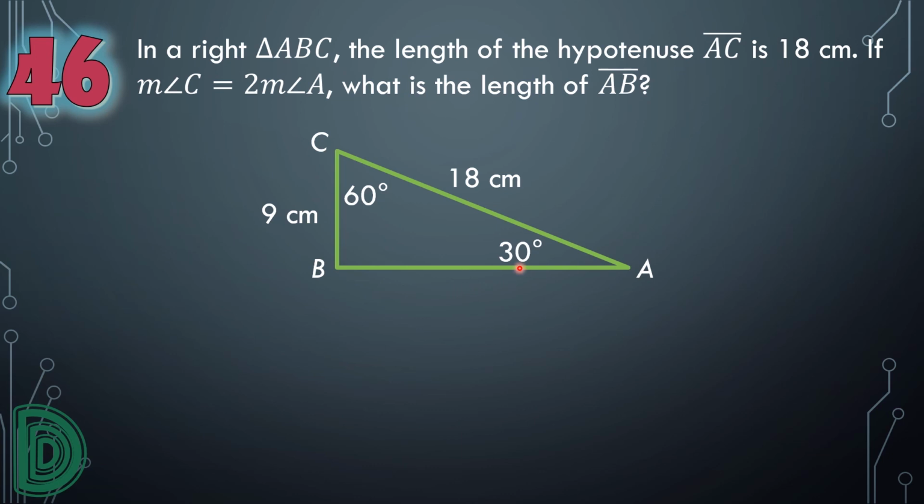And the side adjacent to 30 degrees is square root of 3 times the side opposite 30 degrees. Therefore, side AB is 9 square root of 3 centimeters.